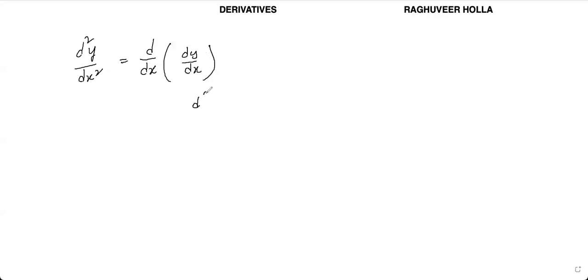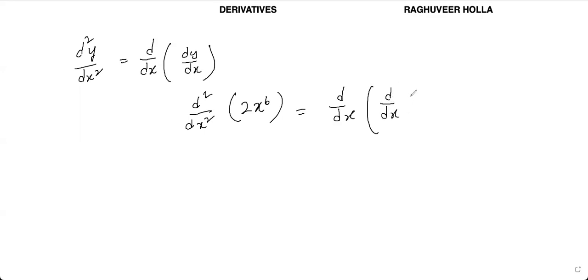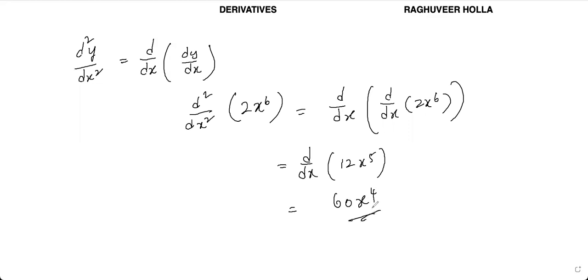Suppose we have d square by dx square of 2x to the power of 6, which is d by dx of the first term, that is d by dx of 2x to the power of 6, which leads to 12x power 5, and then differentiation of this with respect to x gives 60x power 4.